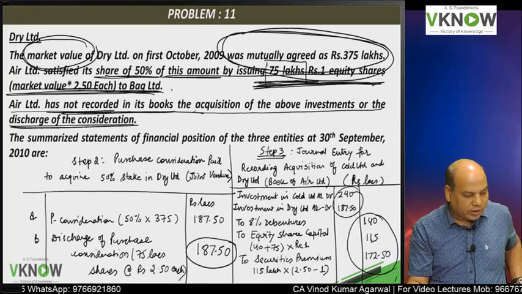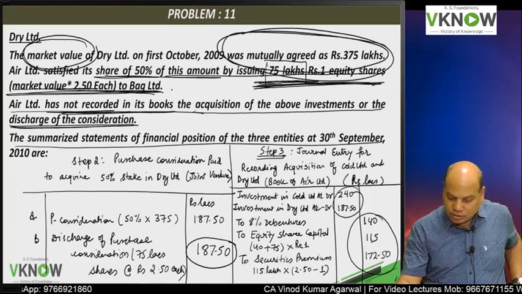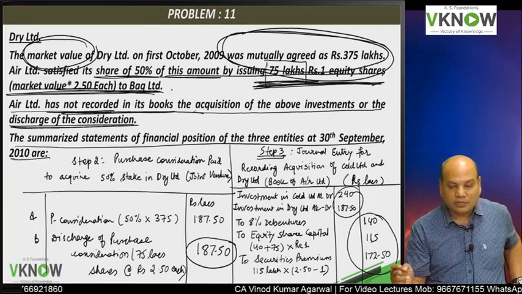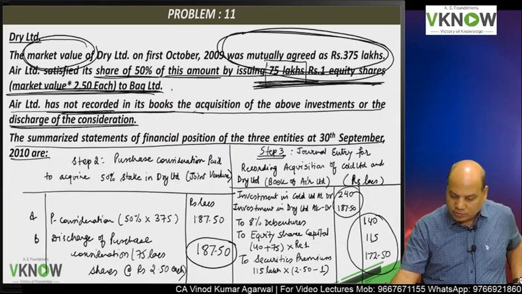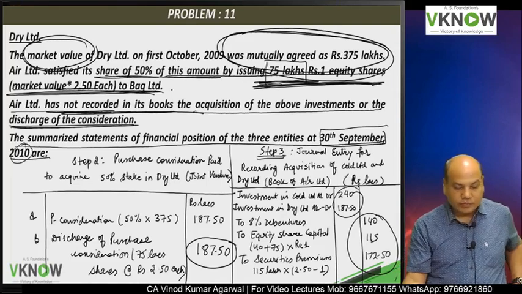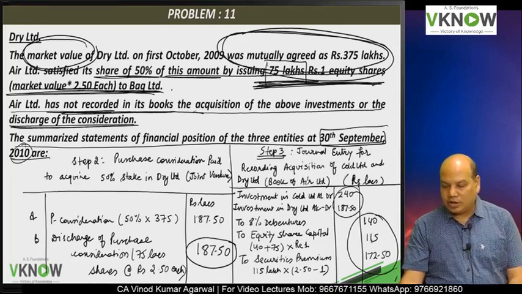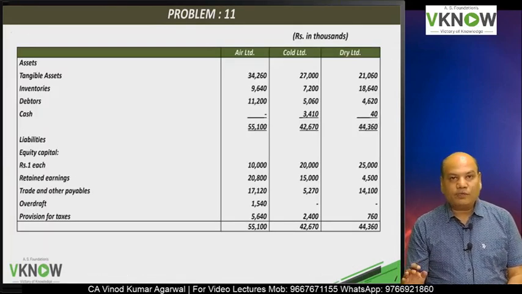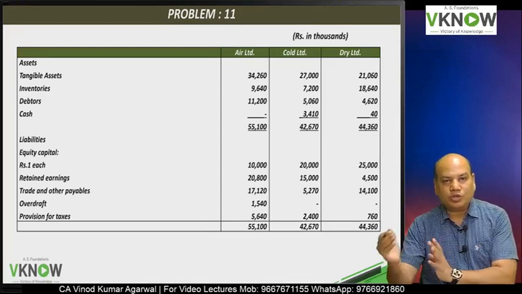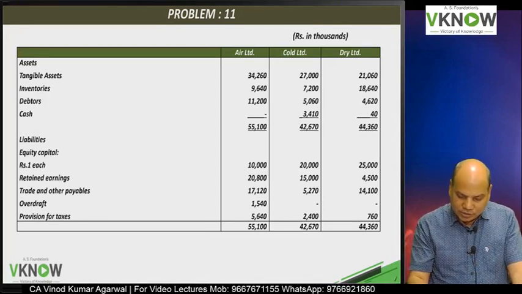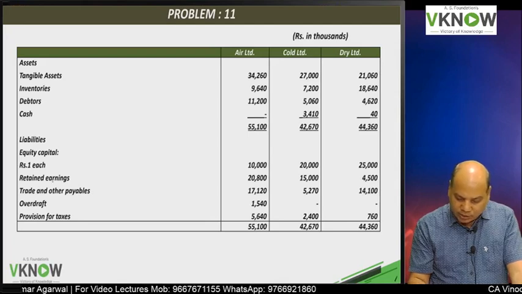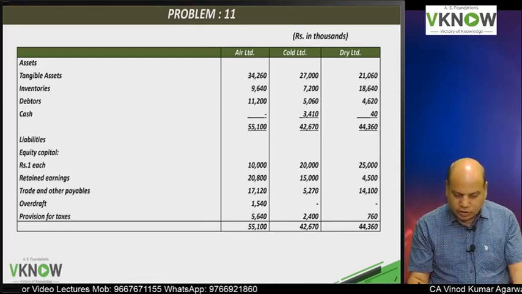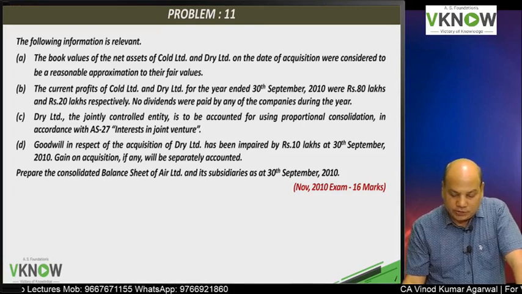will appear. Now they have written the summarized financial statement of the 3 companies on 30th September, means after 1 year. You see the date of acquisition is 1st October and this balance sheet date is 30th September 2010. So 1 year is over. The current year profit earned by subsidiary and joint venture will be post acquisition profit. Balance sheet is easy. Asset side, tangible asset, inventory, debtor, cash. Liability side, equity share capital, 1 rupee face value, retained earning, trade and other payable, overdraft, provision for tax.